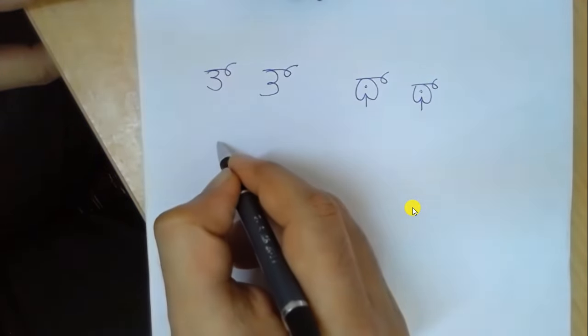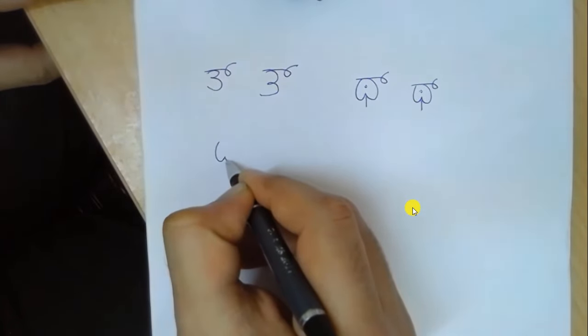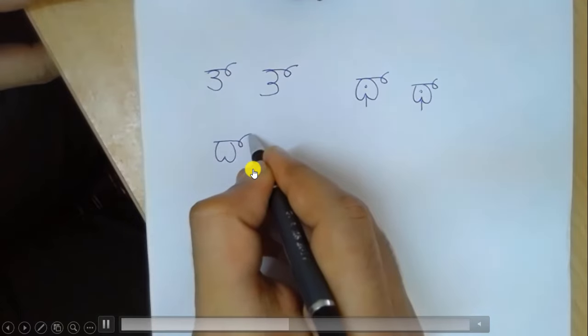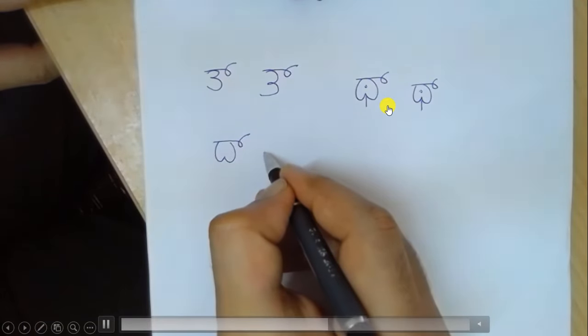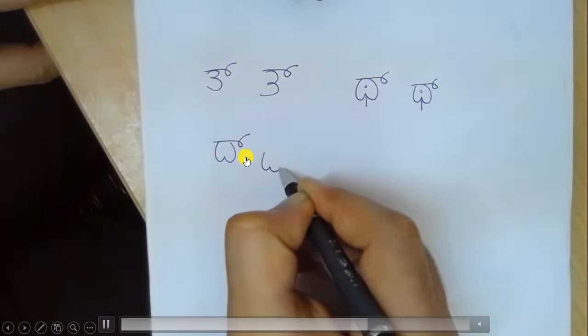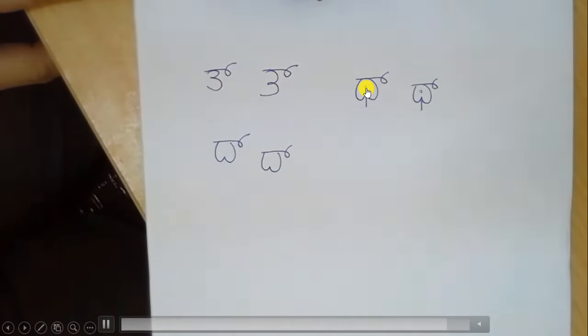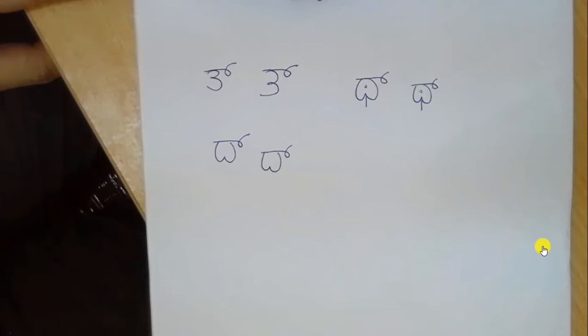The writing is similar to the th that we have seen previously. So this is dh and this is th. The dh is just th without this tail and this dot at the center. That is how you write it.